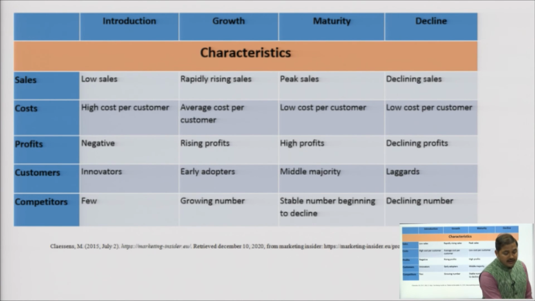Now, this has been shown in a graphical format: introduction, growth, maturity and decline. What are the characteristics in terms of sales, cost, profit, customers and competition? That is how the discussion has been done.